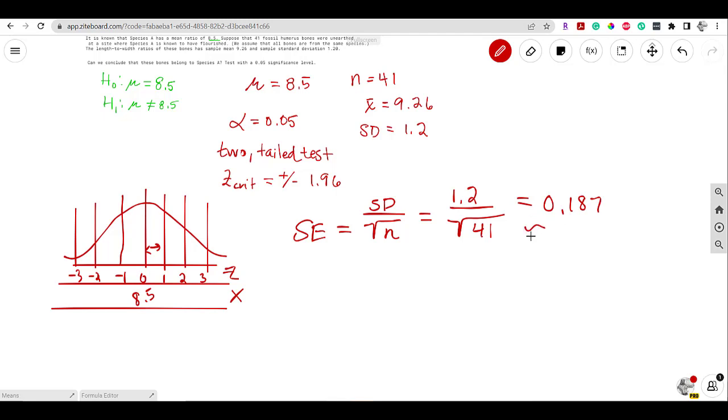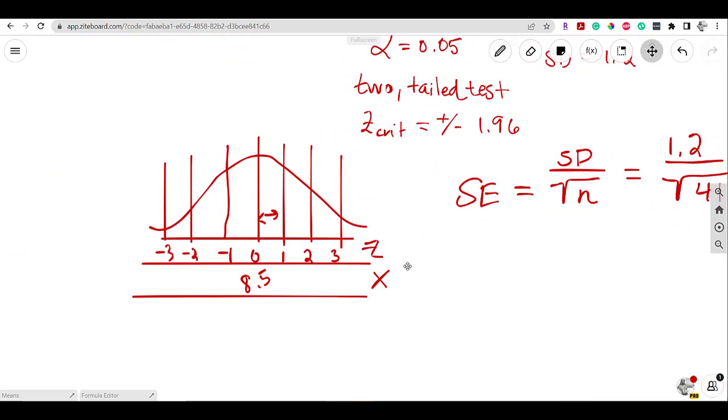And I'm going to go ahead and just round that up to 0.2, quite a bit of rounding, so that I can continue to make my model. Okay, this distance right here is going to be 0.2. So 0.2 plus 8.5 is going to be 8.7, plus another 0.2, 8.9, and then another 0.2 is going to be 9.1. And if I go in the opposite direction, I'm going to get 8.3, 8.1, and then minus another 0.2, I'm going to get 7.9.